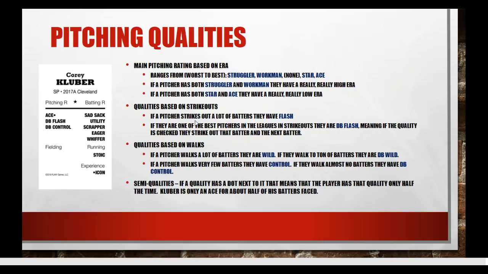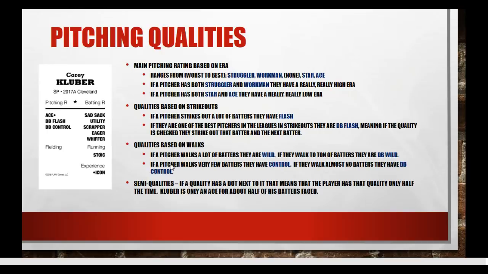Then we have qualities that are based on strikeouts. So you see here that Corey Kluber is a double flash. If a pitcher strikes out a lot of batters, they're going to have flash. There's no corresponding quality for if they don't strike out a lot; there's just neutral or flash. If they are one of the best pitchers in the league in strikeouts, they're going to have what's called double flash, and Kluber does have double flash. What this means is that if the quality is checked and they strike out somebody, and that's not the third out, they're going to strike out the next batter as well. So they get to strike out two batters in a row essentially with that one check.